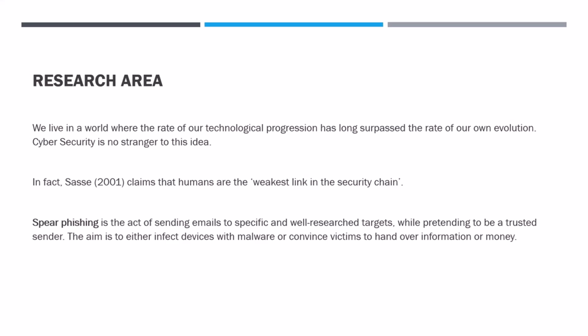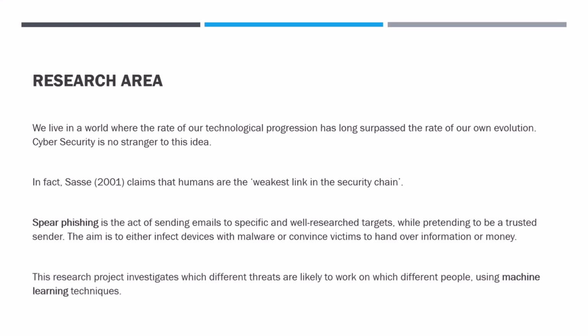Spear phishing is the act of sending emails to specific and well-researched targets while pretending to be a trusted sender. The aim is to either infect devices with malware or convince victims to hand over information or money. Spear phishing can have many different incentives, but it is always ultimately about stealing data. This research project, therefore, investigates which different threats are likely to work on which different people using machine learning techniques to find patterns between who a person is and how susceptible they are to trickery.